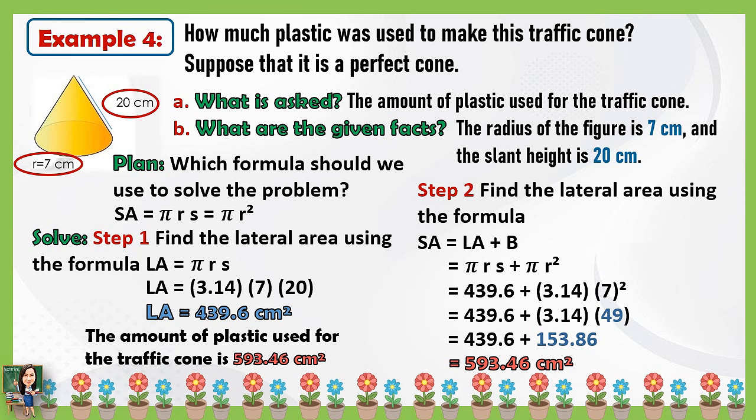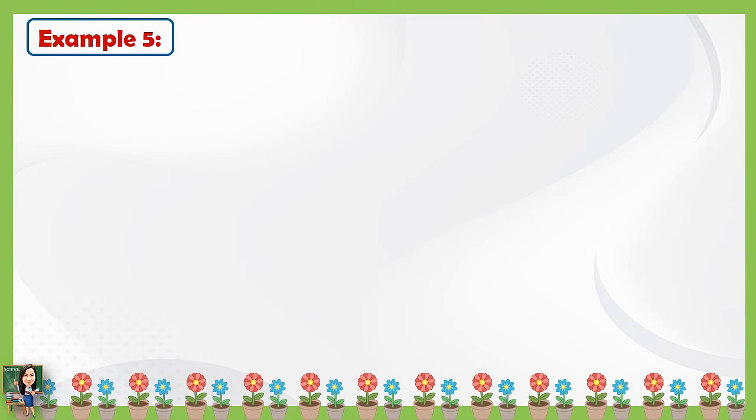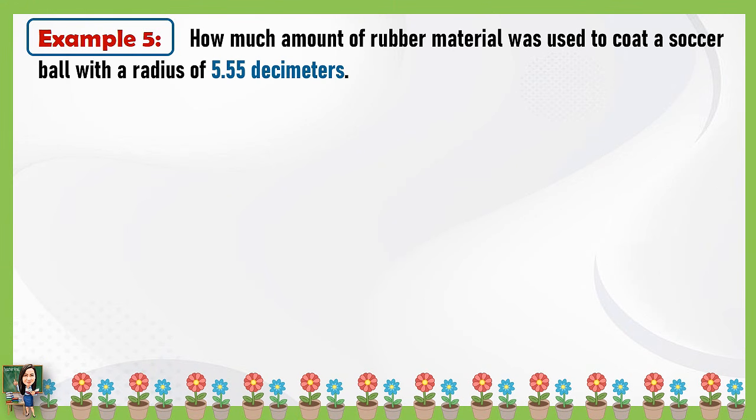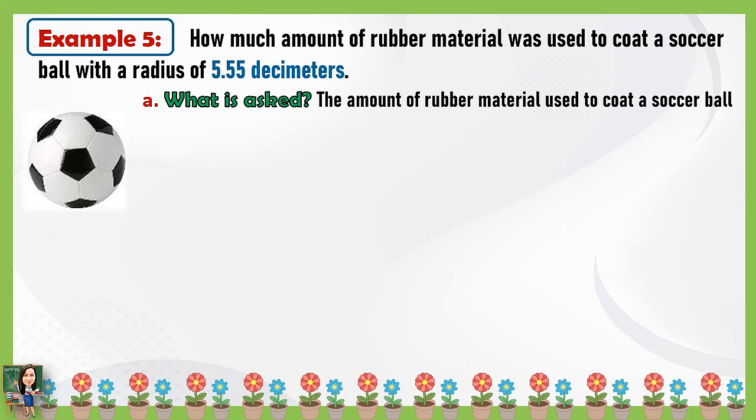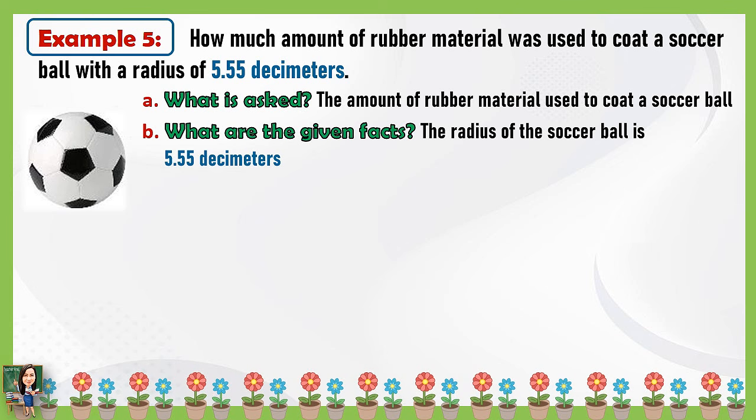The amount of plastic used for the traffic cone is 593.46 square centimeters. And for example number 5, how much amount of rubber material was used to coat a soccer ball with a radius of 5.55 decimeters? What is asked? The amount of rubber material used to coat a soccer ball. What are the given facts? The radius of the soccer ball is 5.55 decimeters.